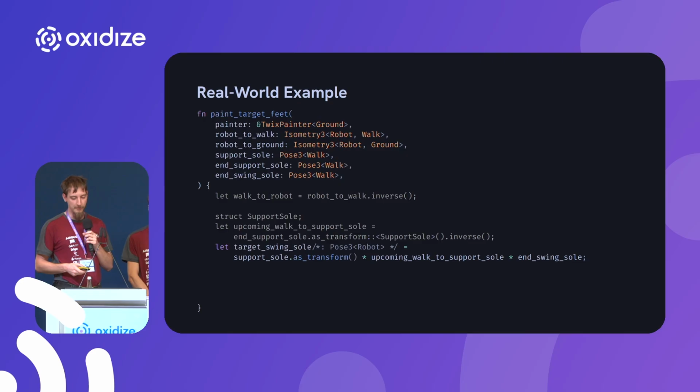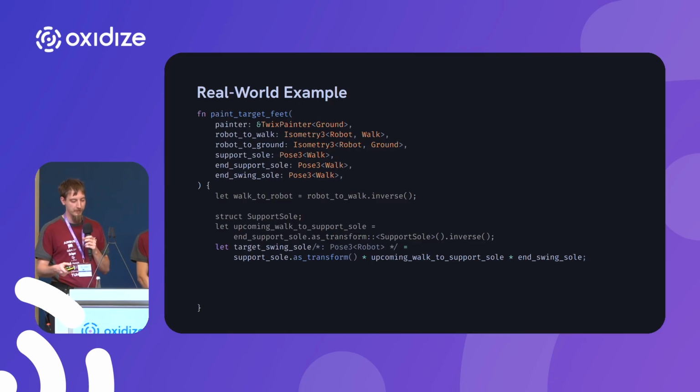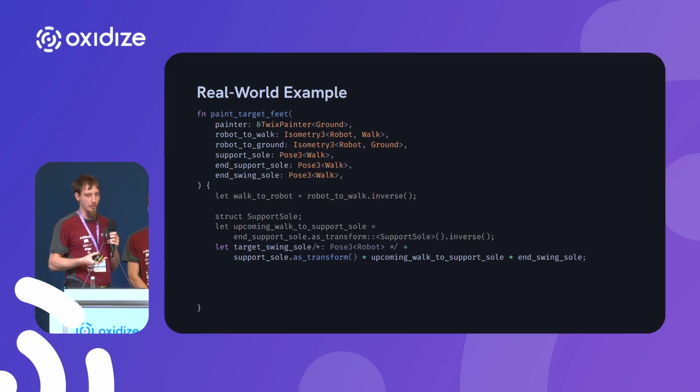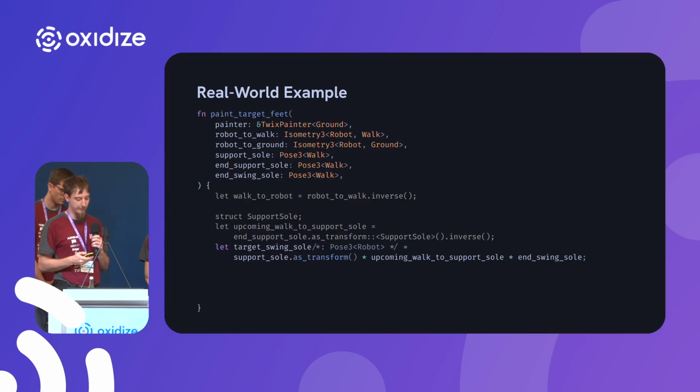So here we can see that we multiply the end swing sole at the very right, which is a pose, with the upcoming walk to support sole isometry, and then with the support sole as transform, which is then also an isometry. And then we end up with a pose 3 in the robot coordinate system, because that is what the support sole as transform isometry outputs. And if you were to switch any of these around, it wouldn't work anymore, it wouldn't compile. So this is really nice when either modifying the code or writing new code, maintaining, refactoring.